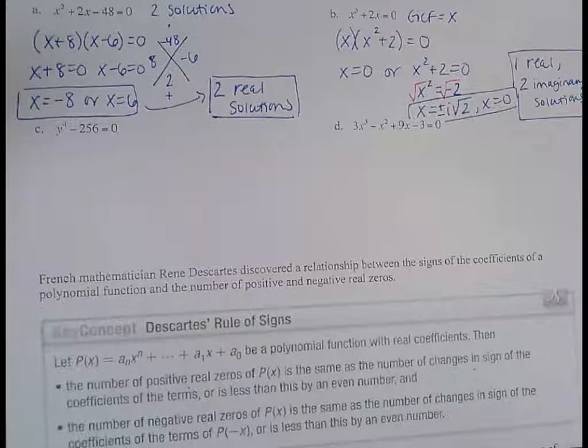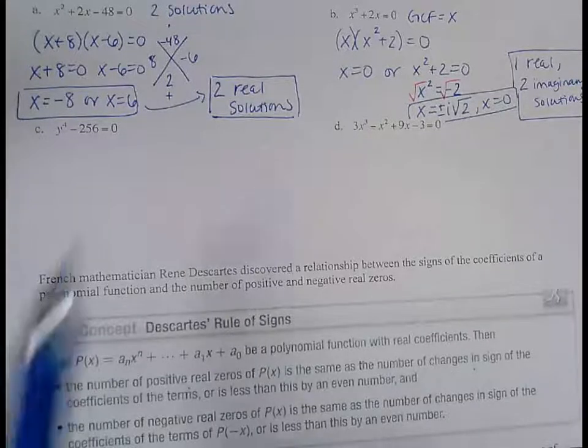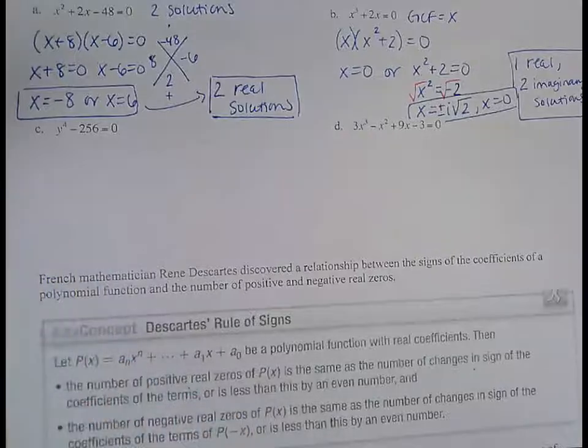Now, looking at this, we cannot solve this by adding 256 to both sides and then taking the 4th root. If we did that, we're not going to get all 4 of our answers. We're only going to get 2. So I'm going to take that method or that technique of solving for y off the table. We can't add 256 and take the 4th root.